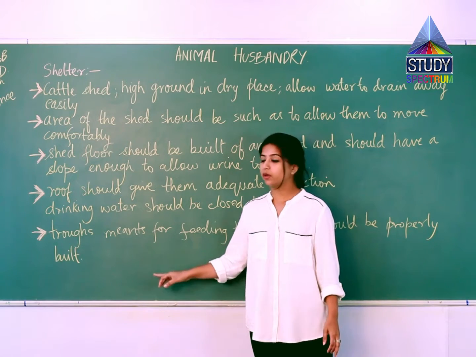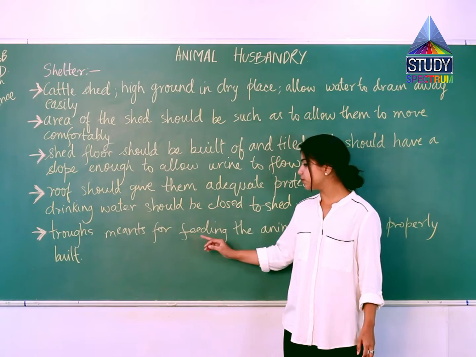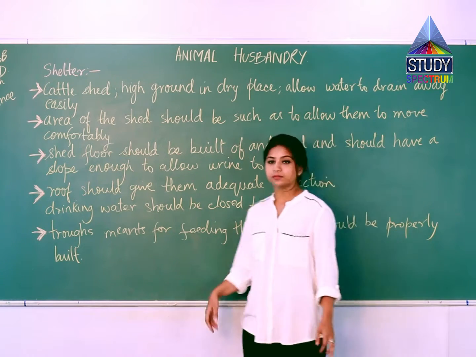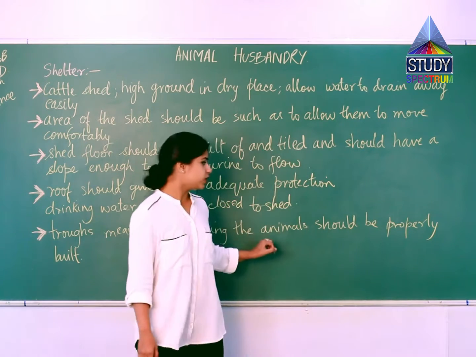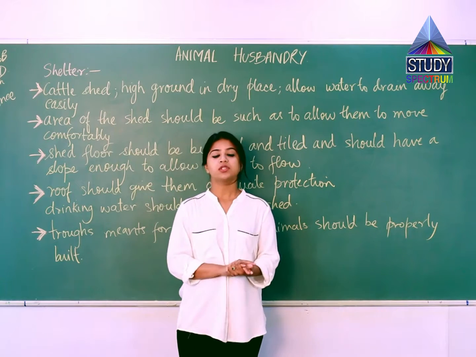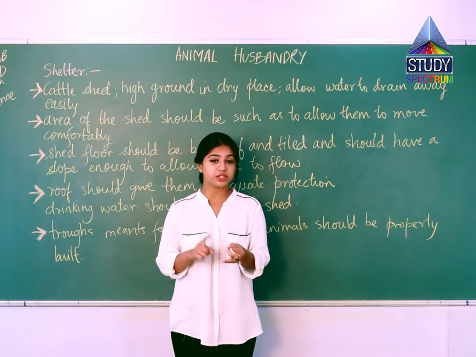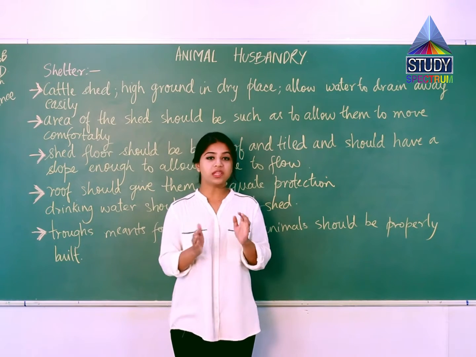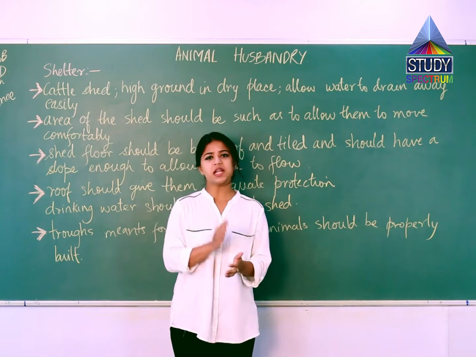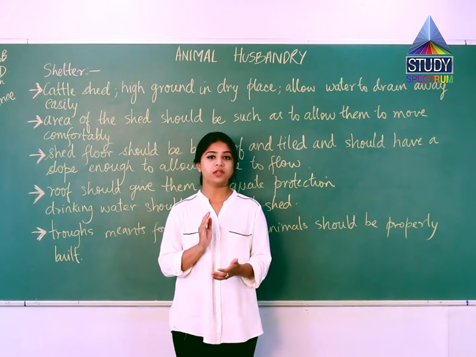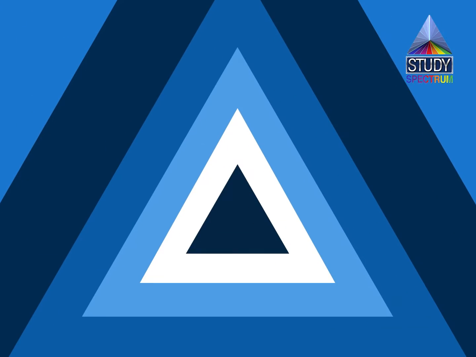The last but not the least is that troughs meant for feeding the animals should be properly maintained. So in this way, we understood about the food, and we understood about the factor of shelter. Now, with these two covered, let's understand about the health of the animals.